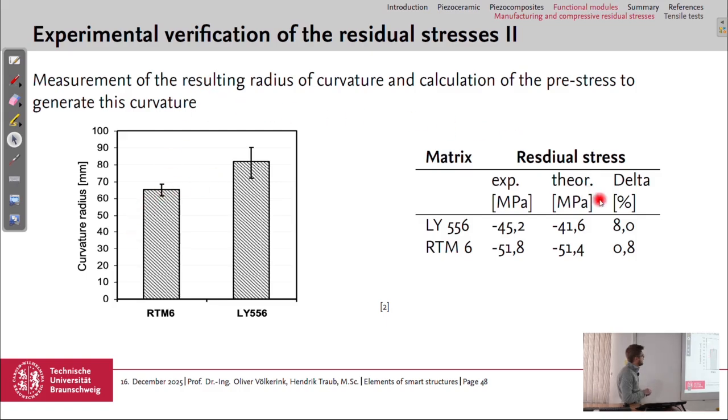With this, we can calculate the residual stresses inside the layers. So the different materials result in different curvature radius. I'm not sure if the layer thicknesses are the same here, what kind of specimens are really used, but if we calculate it, then we can see that the theoretically calculated residual stresses are close to the experimental ones. So the model works quite well to predict the residual stresses.